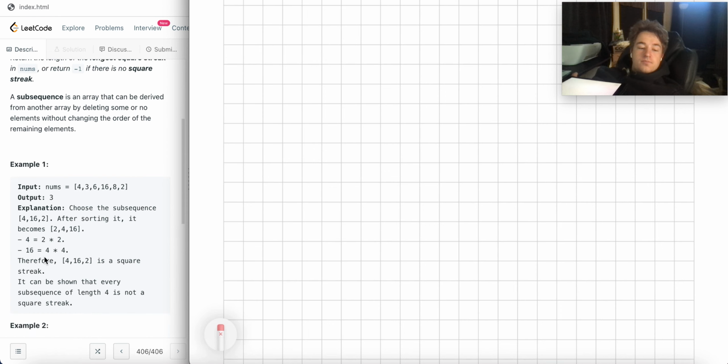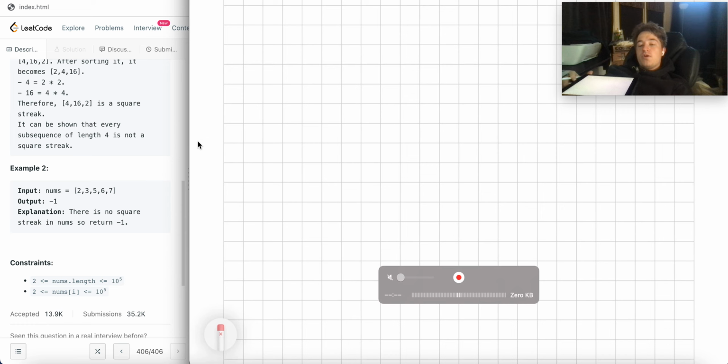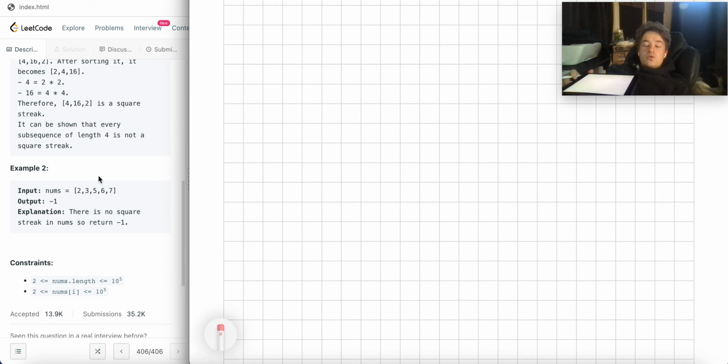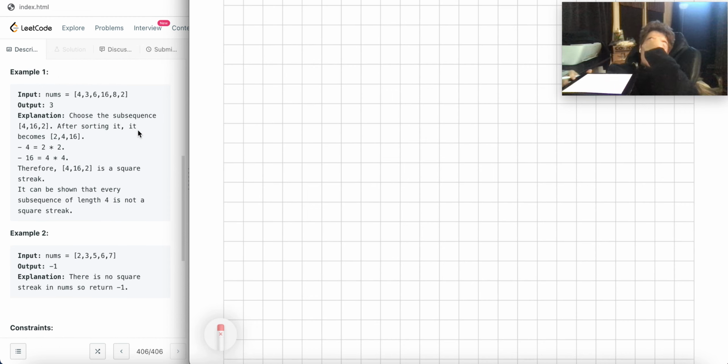So if we look at 2, there is none, right? Because 2 squared is 4, there's nothing. 3 squared is 9, there's nothing. 5 squared is 25, there's nothing. 6 squared is 36, there's nothing. 7 squared is 49, there's nothing. So there's no such next number. So this problem is interesting.